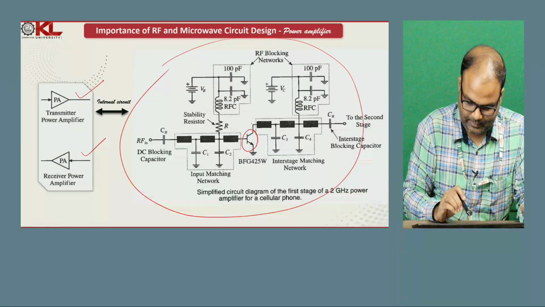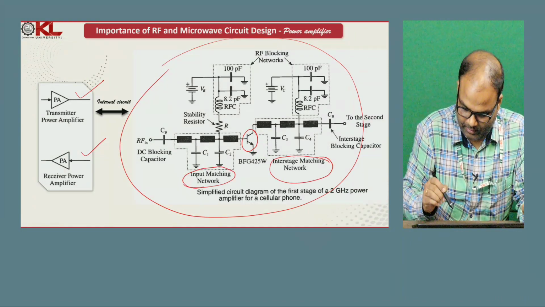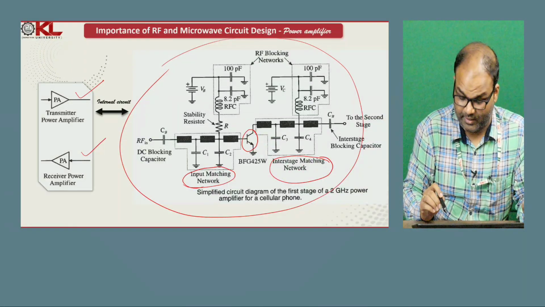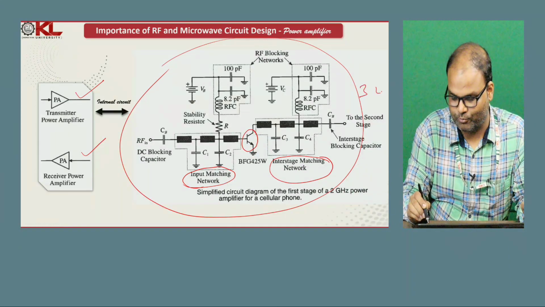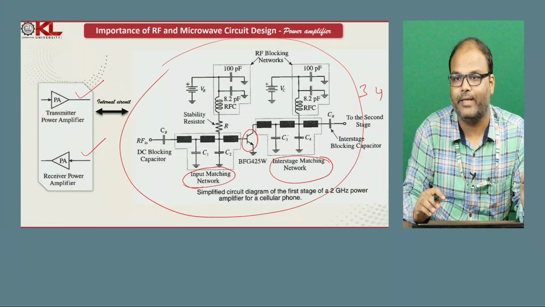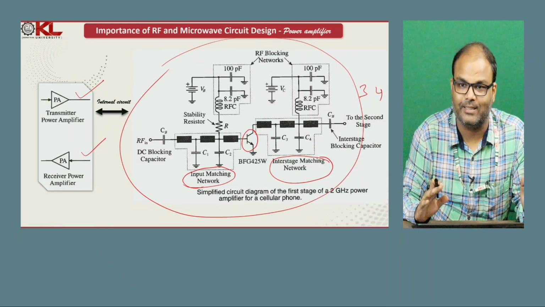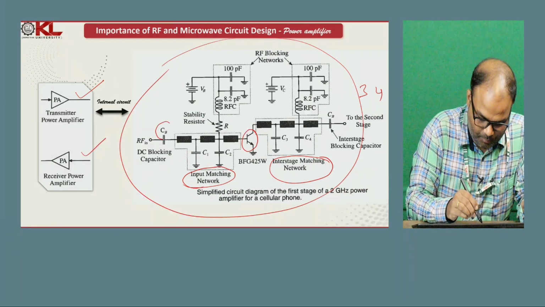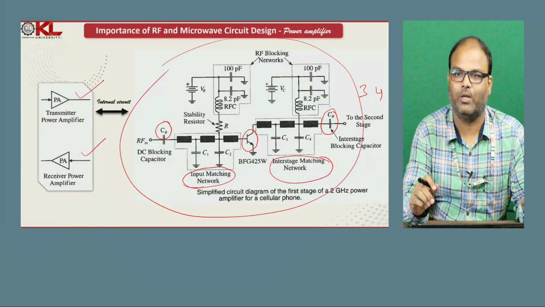This side is the input matching circuit, and this side is the output matching circuit, or we can say the interstage matching circuit. If it is a second stage, or a third or fourth stage comes, then we think of it as the interstage matching circuit. If it is the last stage, then it is known as the output matching circuit. Here we are using blocking capacitors. You can see these two capacitors are known as blocking capacitors.